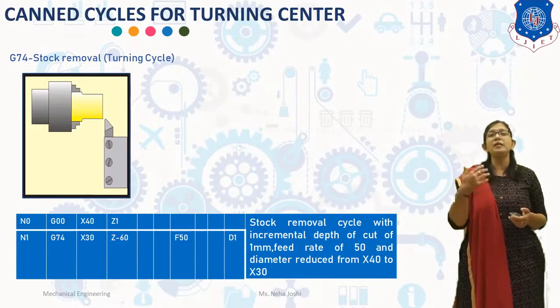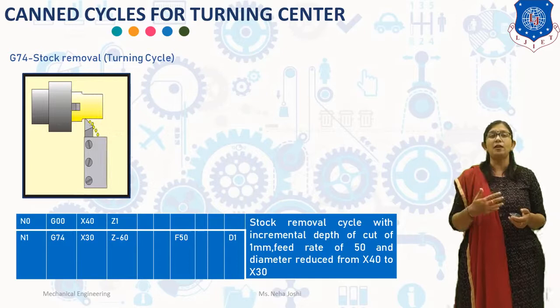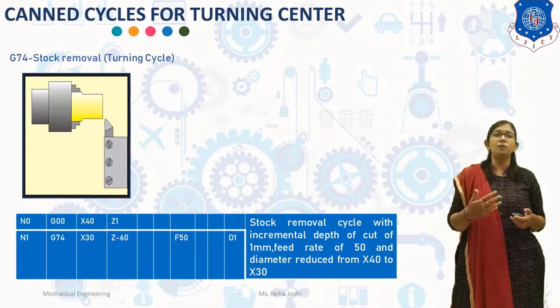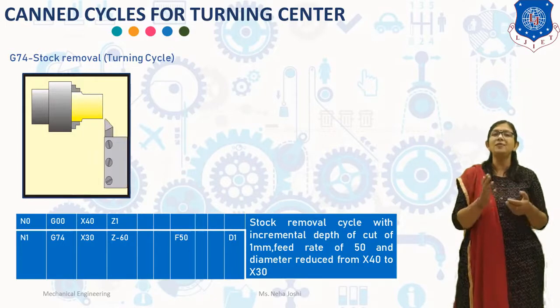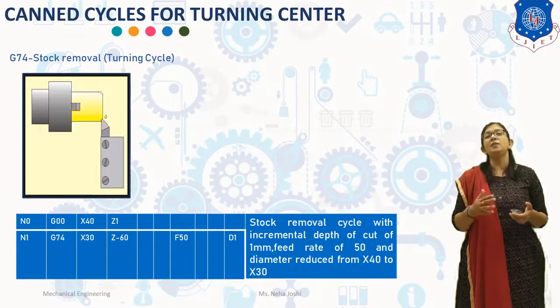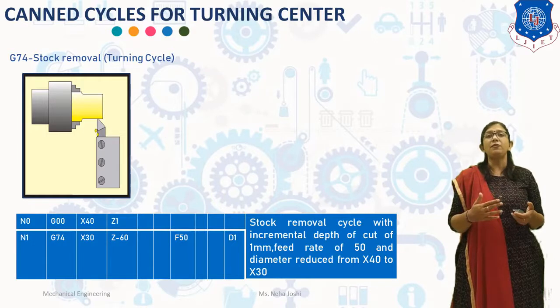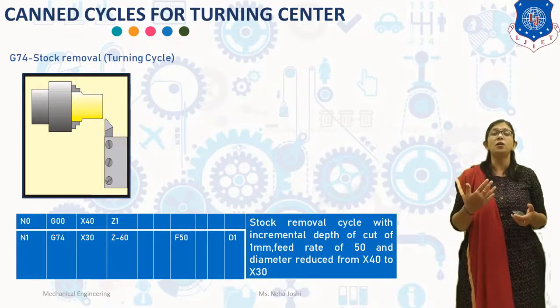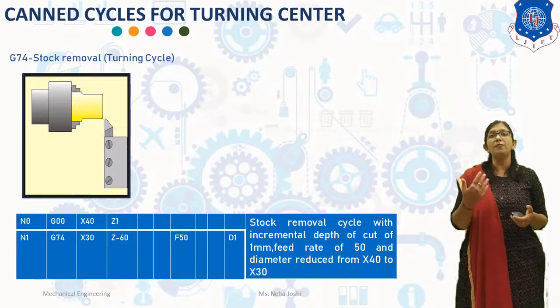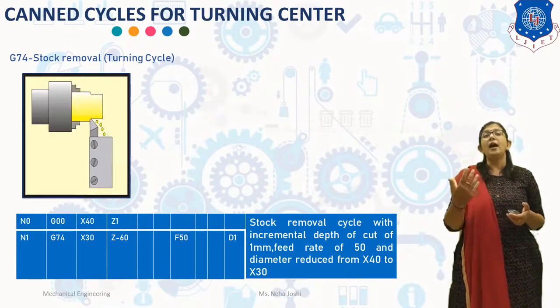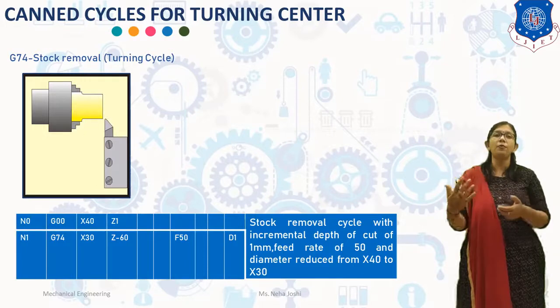Now you can see the steps here for the G74 cycle. First sequence is N0, then G00, which represents rapid tool positioning at 00. The next is sequence number N1, G74, which represents the stock removal cycle with an incremental depth of cut of 1 mm, feed rate of 50 and diameter reduced from 40 mm to 30 mm.